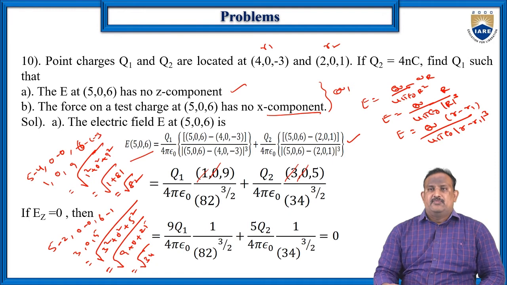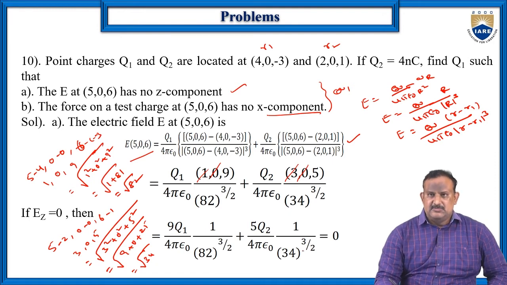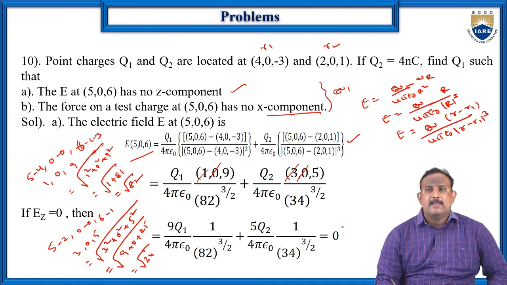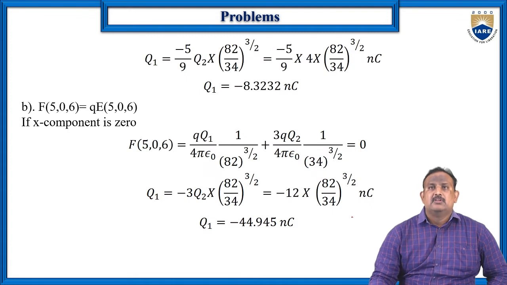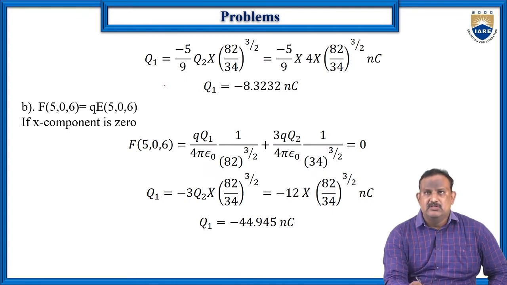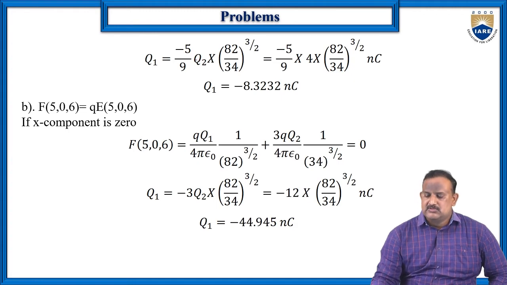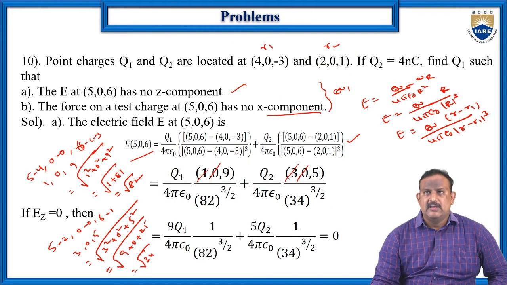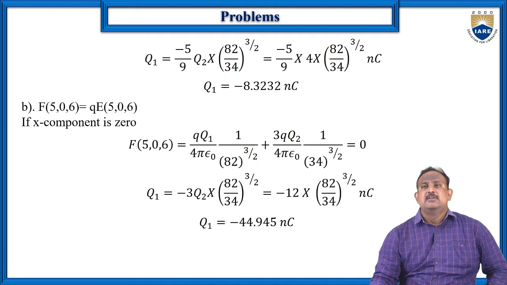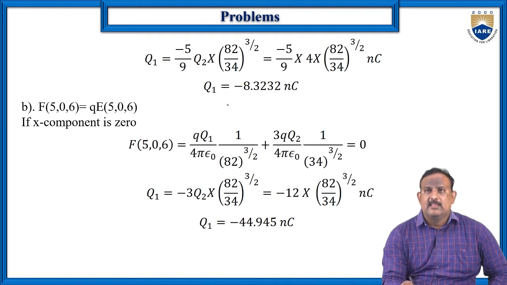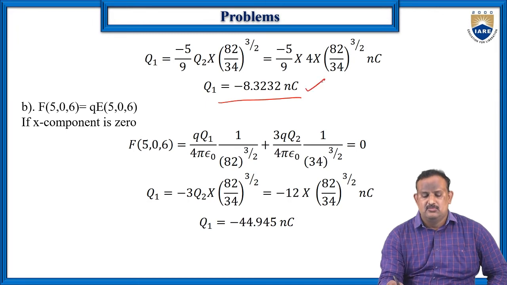So in this way, we can find the distance between these two and equate it to 0. Then if you simplify for Q1, we need to substitute the Q2 value. Here the Q2 value is given as 4 nanocoulombs. So substitute the Q2 value, and the Q1 value is minus 8.3232 nanocoulombs.